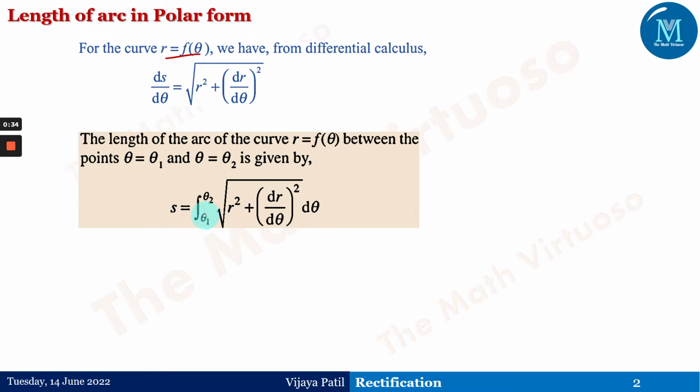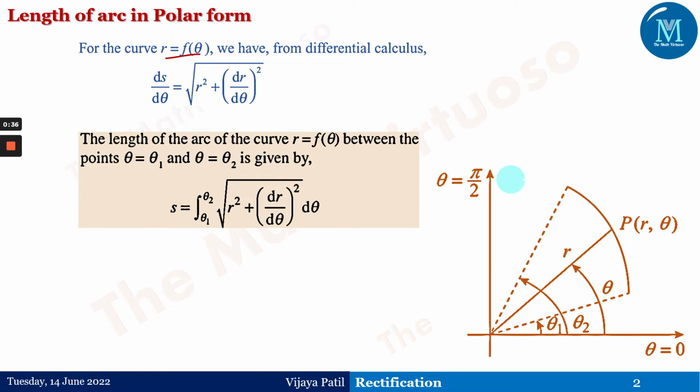Now let me show you this particular figure. For example, this is the curve which we are taking care of, nothing but r equals f of theta, which is moving from this angle theta 1 till the angle theta 2. So the first dotted line is theta 1, and the second dotted line is theta 2.